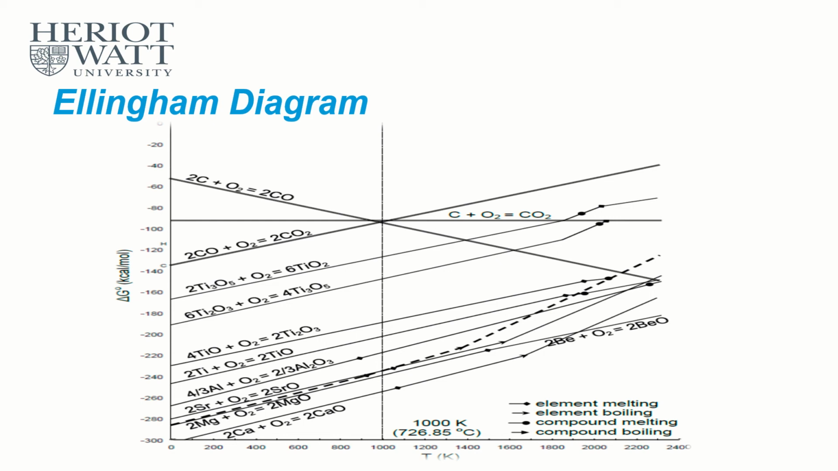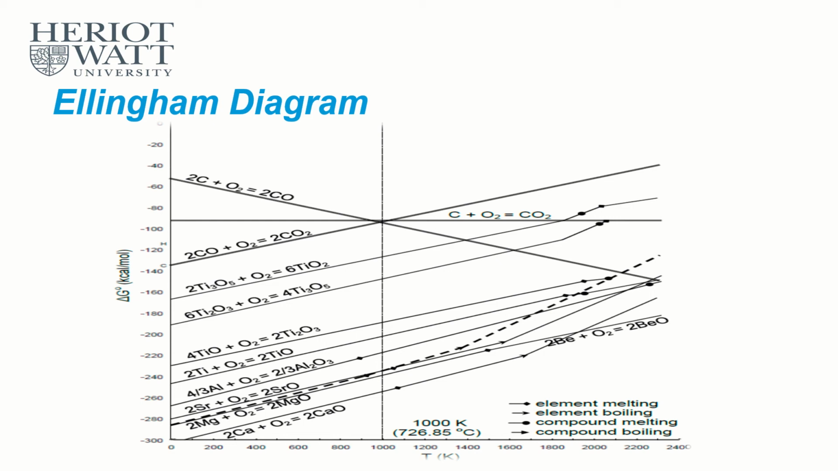Gibbs free energy is a value, whether positive or negative, that tells us whether a reaction is spontaneous or not. Let's revise here. When the Gibbs free energy is negative, the reaction is spontaneous. When the Gibbs free energy is positive, the reaction is non-spontaneous.